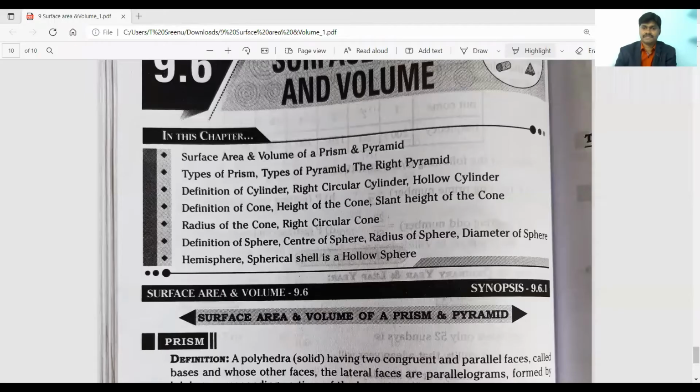Open the screen. Here you can see the screen. Can you see the screen? Akash? Yes, sir. Okay.